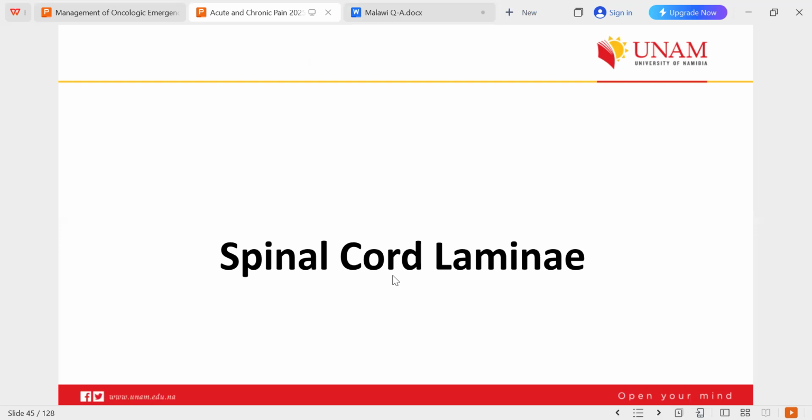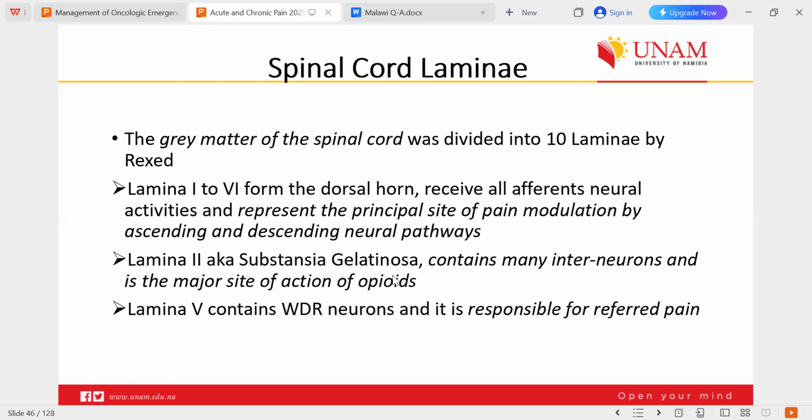Okay, so let's quickly look at the spinal cord lamina. Remember the spinal cord has white and gray matter. The gray matter of the spinal cord was divided into 10 lamina some time ago by Rexed, so they are also called the Rexed lamina.